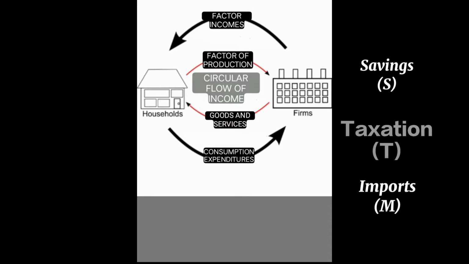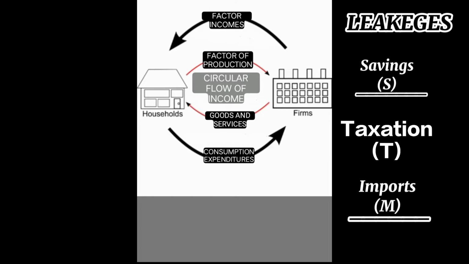So these are ways in which incomes that are earned in the economy may leak out of the circular flow, may not be spent directly on goods and services produced in our economy. So savings, taxation, and imports are known as leakages from the circular flow. Well, there are many other ways in which expenditure can take place on goods and services made in our economy. Firms could spend, that's known as investment, the letter I.